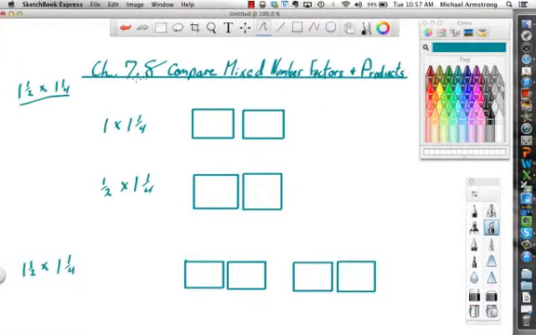Okay, here we are, chapter 7.8, and we're going to compare mixed numbers and their factors and products. Okay, so that's a little confusing. It sounds like a lot of mumbo jumbo, but I'll be able to help you understand it. We'll just kind of work through this together. We're going to look at this problem, 1.5 times 1 1/4, and it's set up in the book on 321.